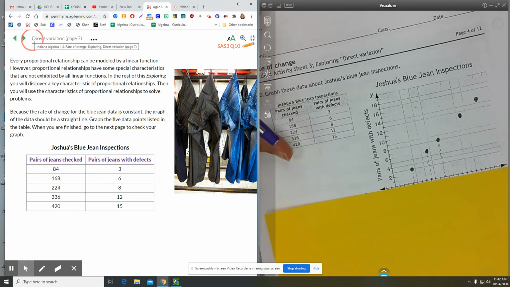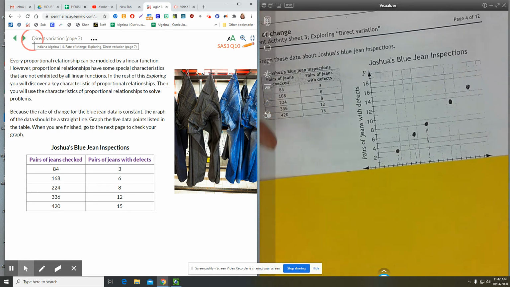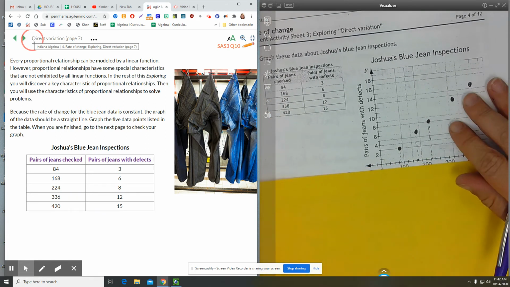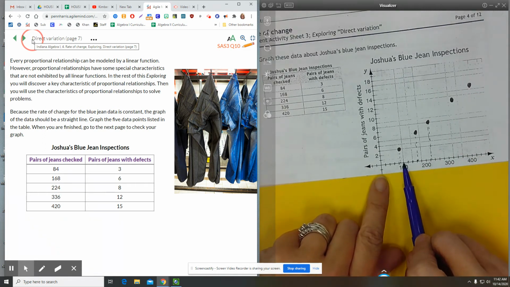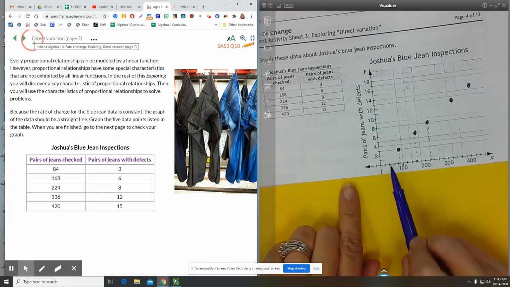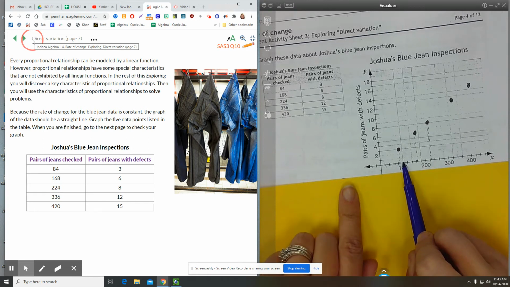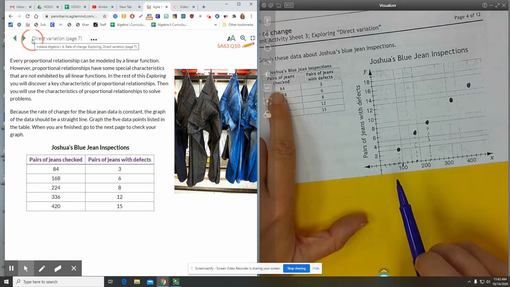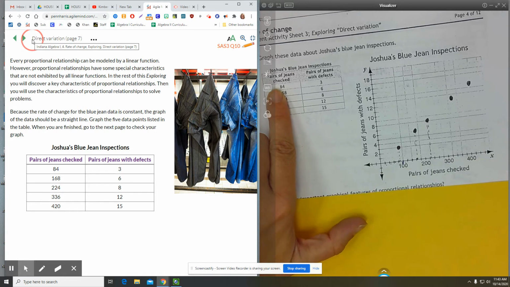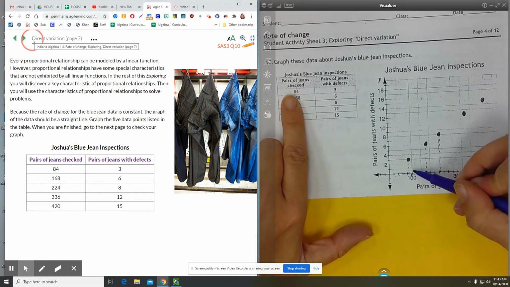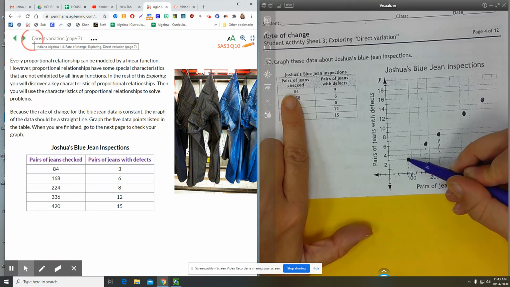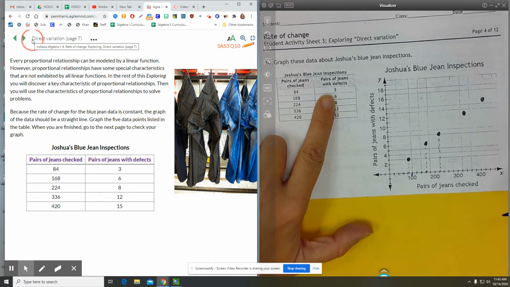So here, guys, what they want us to do on number 10, they want us to graph the data. So I went, and now you're going to have to estimate a little bit. The first thing you need to do is know if this is 100, what do each of these marks stand for? Well, it's 20, 40, 60, 80, 100. Now it's 84 pairs of genes, guys. And I know genes go right here because it says pairs of genes checked. If 84 pairs of genes are checked, that's about here. This isn't going to be perfect. There's 3 defects, so I went and put a dot on 3.